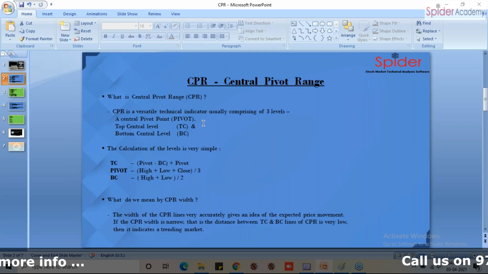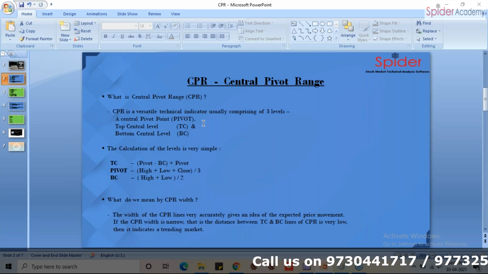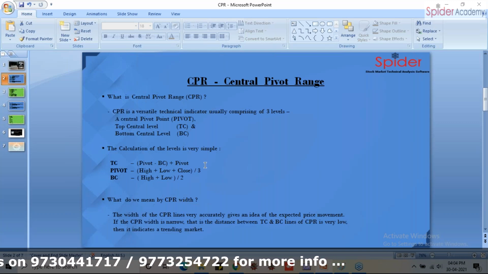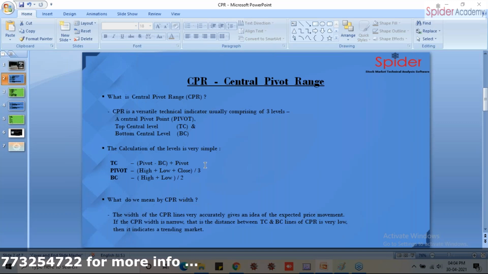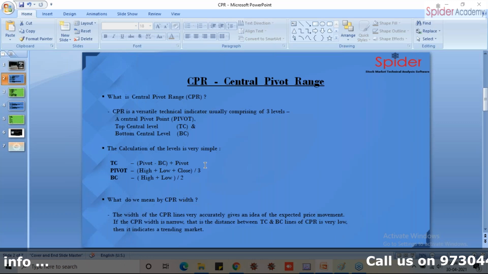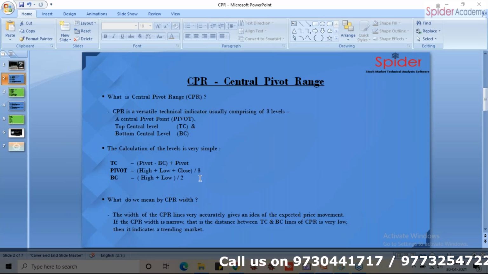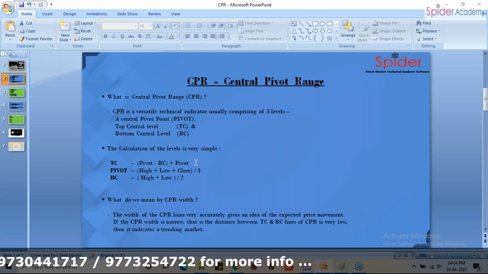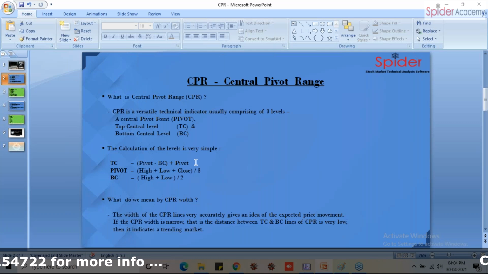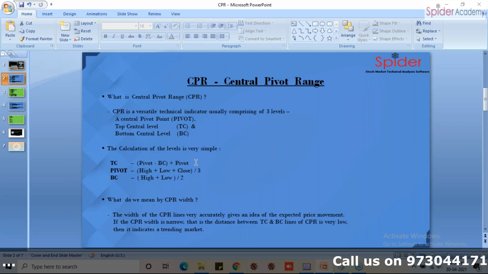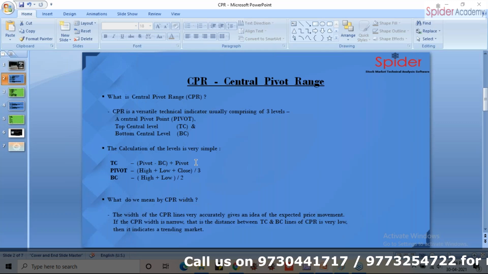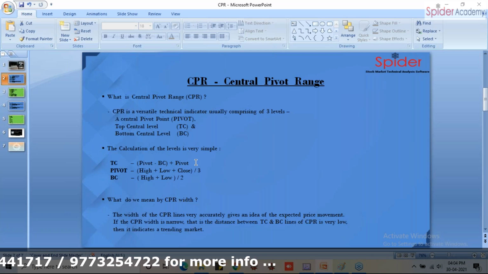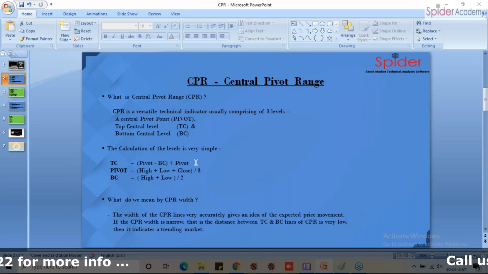The next question that comes to our mind is how these levels are calculated. The calculation is very simple. For calculating the pivot, we consider high plus low plus close divided by 3. For calculating the bottom central level, we consider high plus low divided by 2. And for calculating the top central level, it is pivot minus bottom central level plus pivot. As we can see, all three levels are calculated using just three variables: high, low, and close.